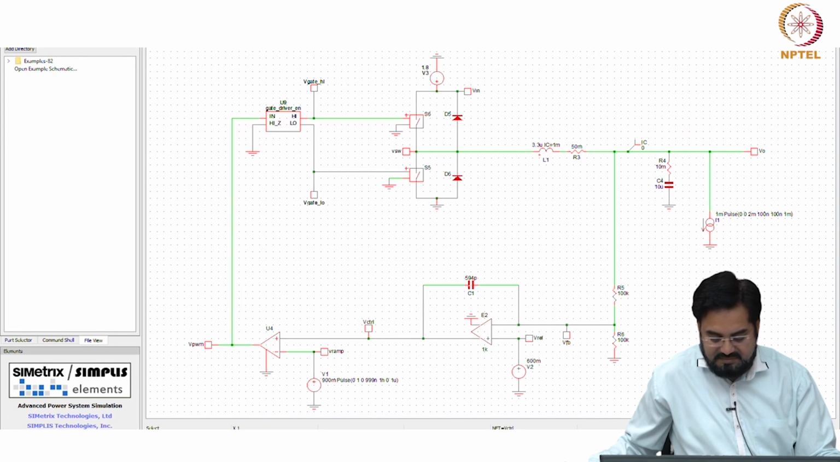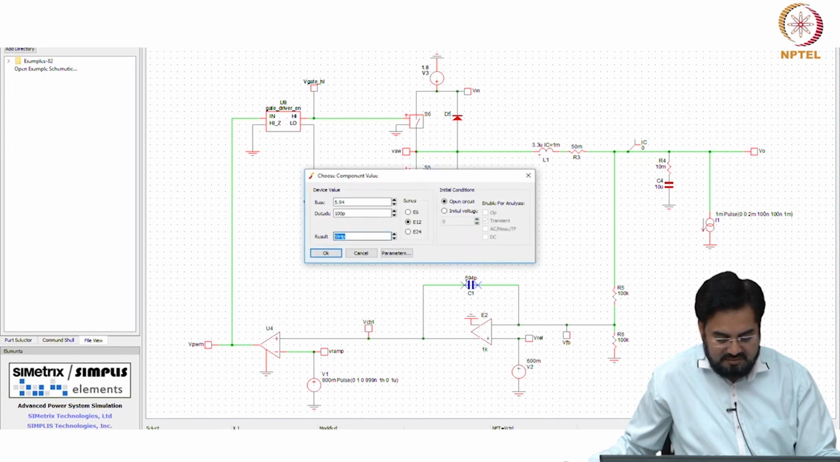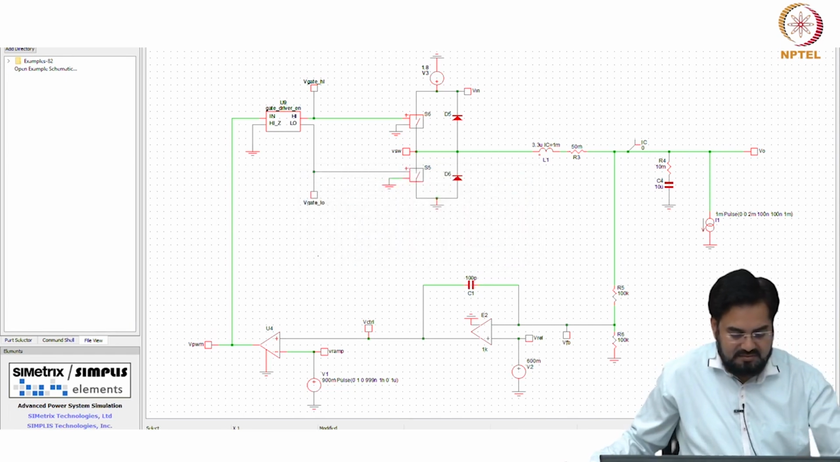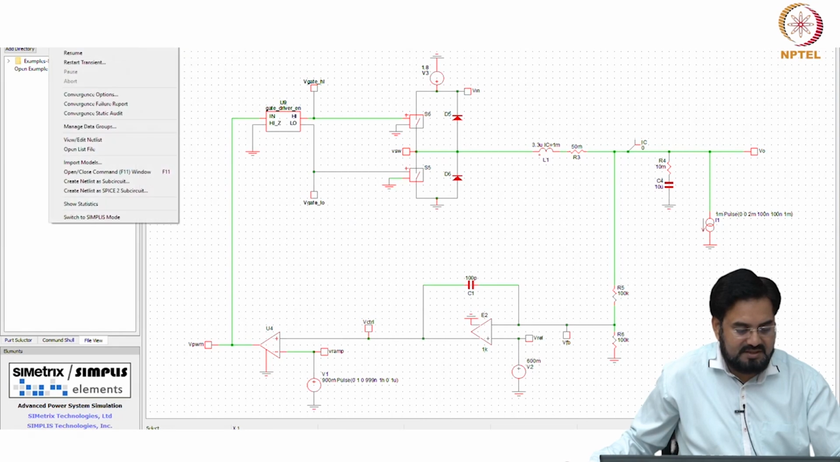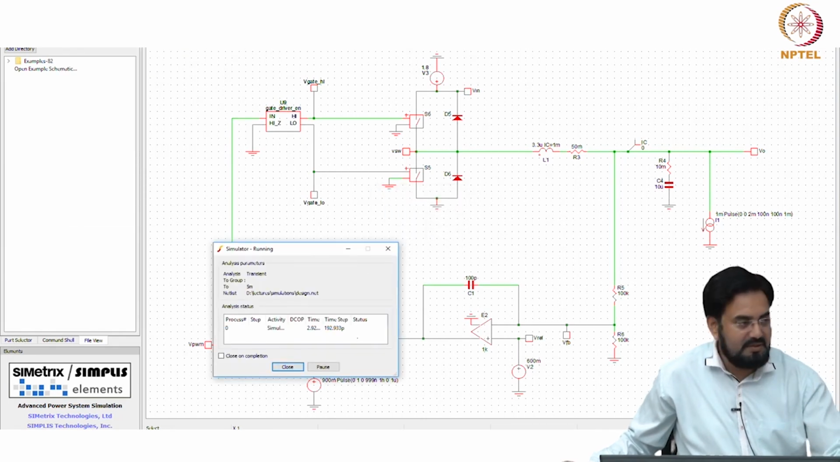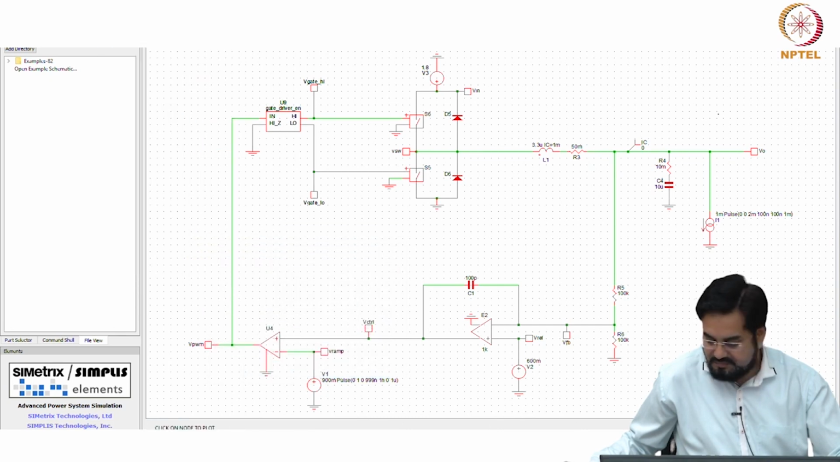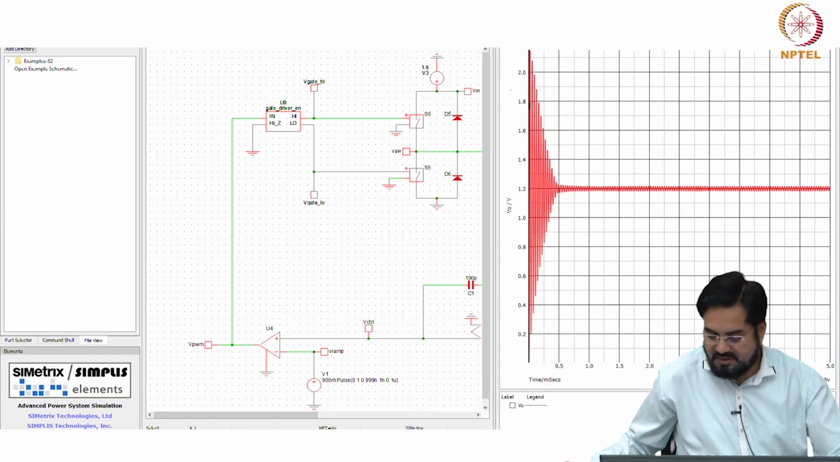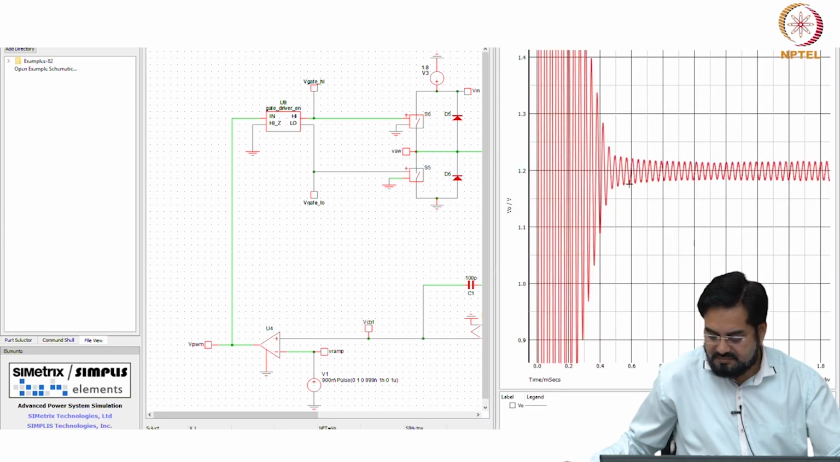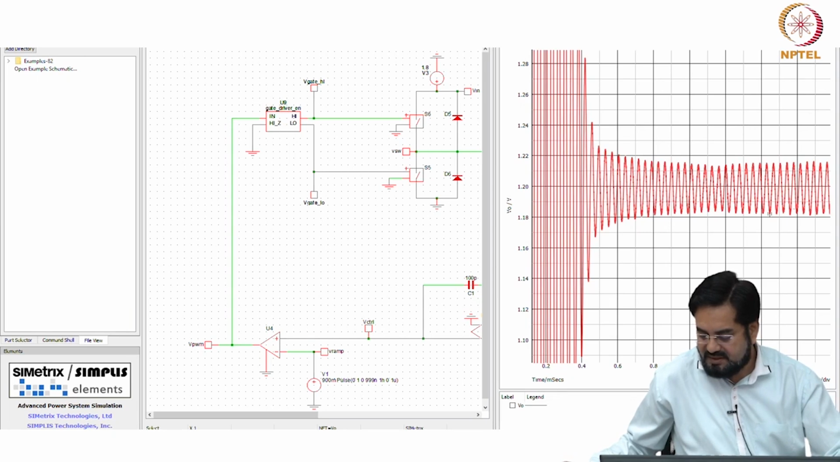And if you further reduce this, make it gain more than 1. So let us say I make it 100 picofarad. Then the oscillation amplitude will start increasing. So it will become an oscillator actually. So it will never settle actually. You can see it's plus minus 50, 20 millivolt or so.